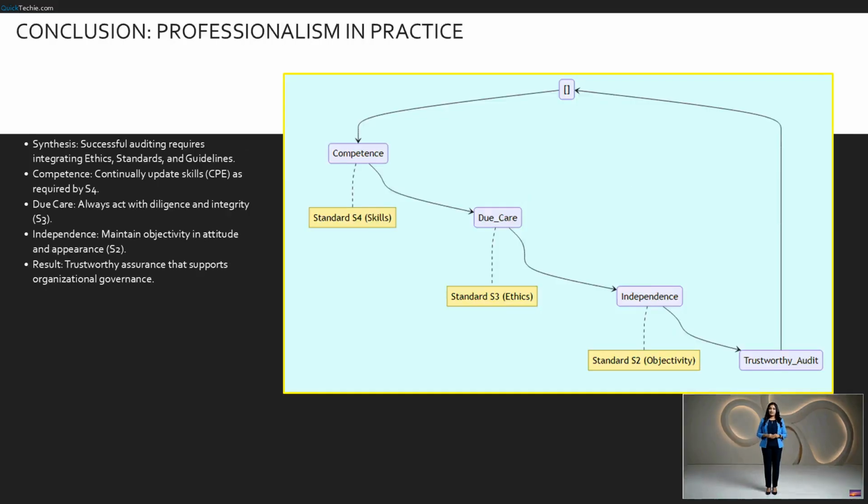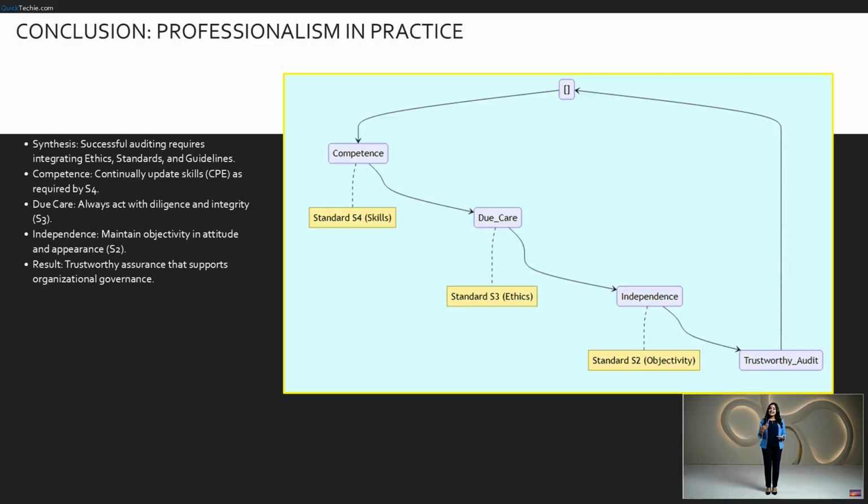To conclude, successful IS audit planning is about integrating these frameworks into your daily practice. It's about more than just following rules. It's about professionalism. You must maintain competence by constantly updating your skills as required by Standard S4. You must exercise due care, acting with diligence and integrity per Standard S3. And you must maintain independence, ensuring your judgment is never compromised per Standard S2.